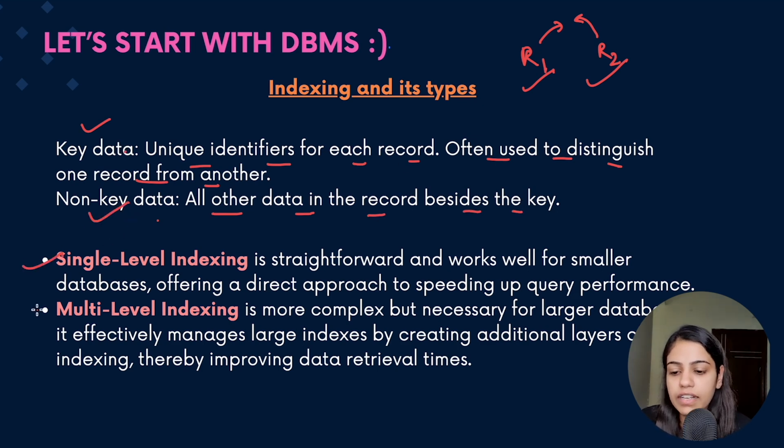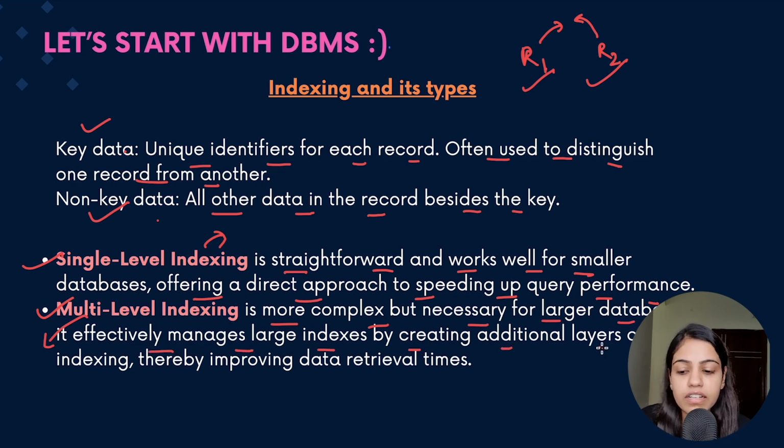Now what is single level indexing and multi-level indexing? Whenever only one index table is involved, we say that single level indexing is present. But whenever multiple index tables are involved, like inner index and outer index, we call it multi-level indexing. Single level indexing is straightforward and works well for smaller databases, offering a direct approach to speeding up query performance. Whereas multi-level indexing is more complex but necessary for larger databases, as it effectively manages large indexes by creating an additional layer of indexing, thereby improving data retrieval times. Here an additional layer of indexing is created because the database is very large and has a lot of data present in it.